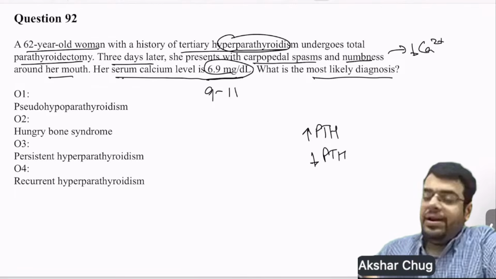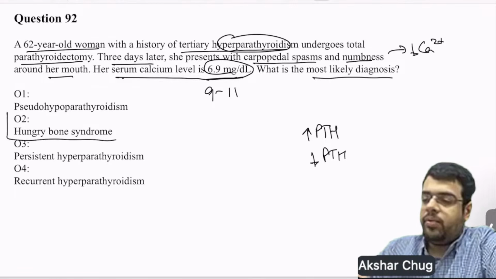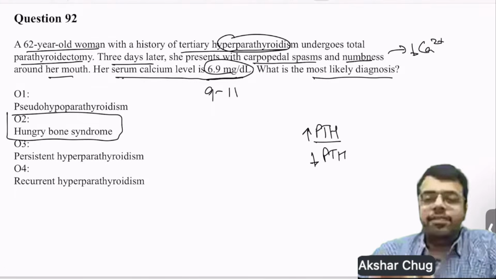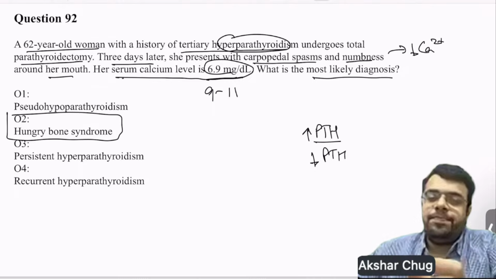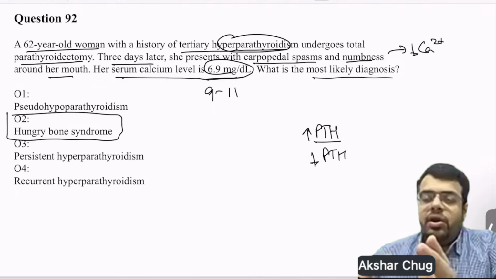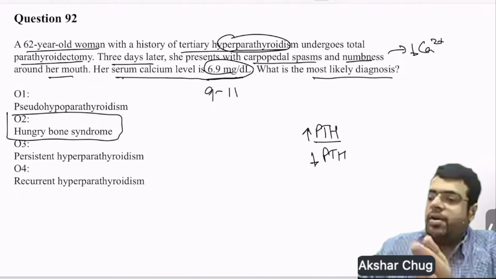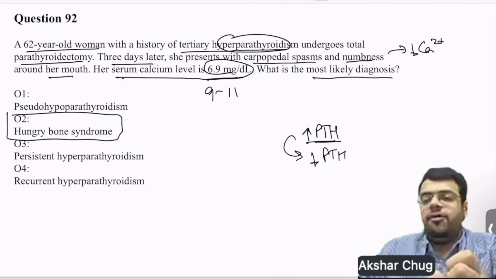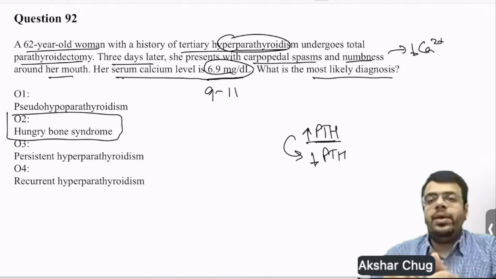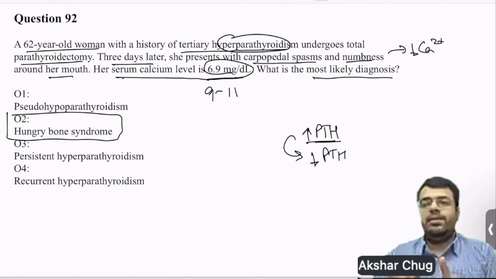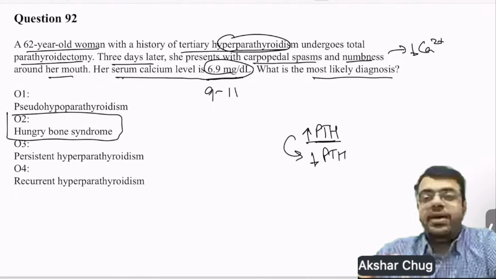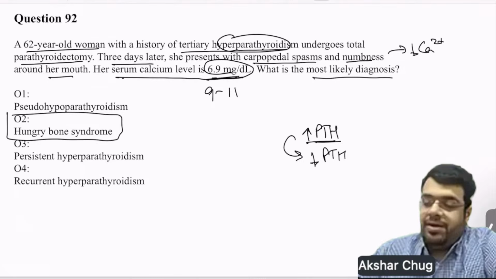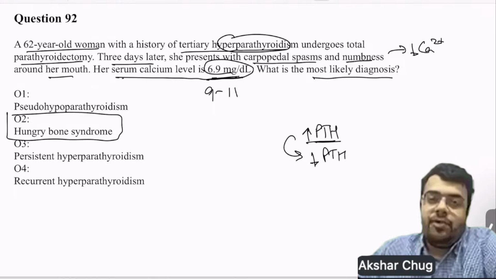So basically, this is a case of hungry bone syndrome, in which during the high parathyroid state, we are asking the bone to give calcium to the blood. The bones are losing calcium to the blood under the influence of high parathyroid hormone. As soon as we remove the parathyroid gland, the level of parathyroid hormone will drop, and it will motivate the bone to take up the calcium again, which had been given into the blood, resulting in hypocalcemia. So this is hungry bone syndrome.